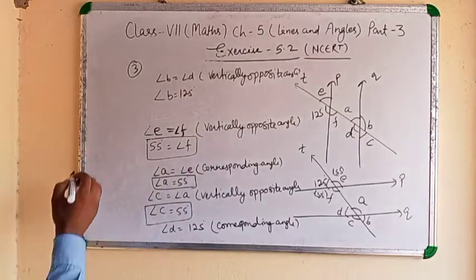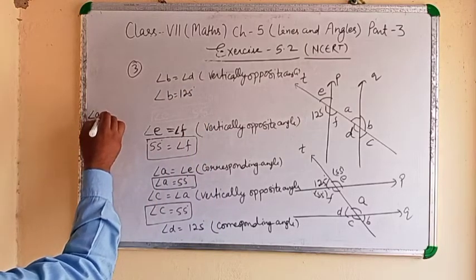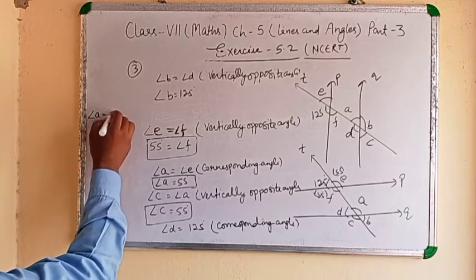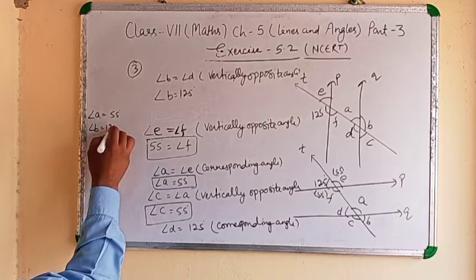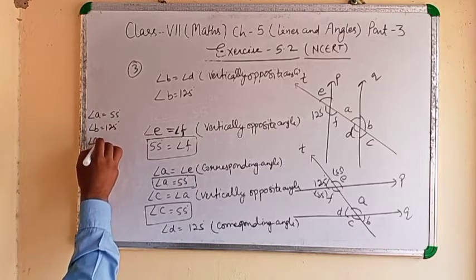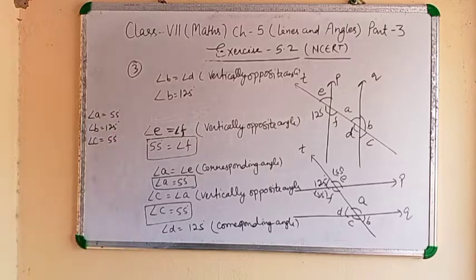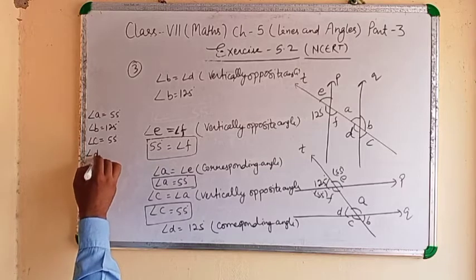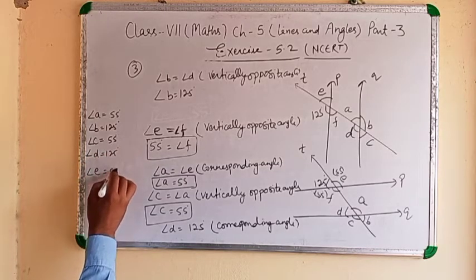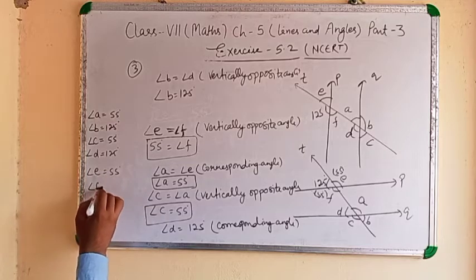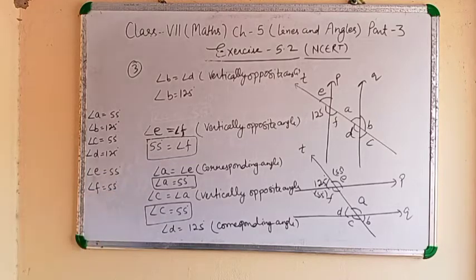Means angle A equal to how much? 55. Angle B equal to 125. Angle C equal to 55. Angle D equal to 125. Angle E equal to 55. Angle F equal to 55.